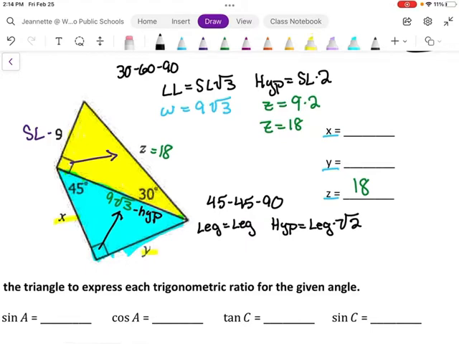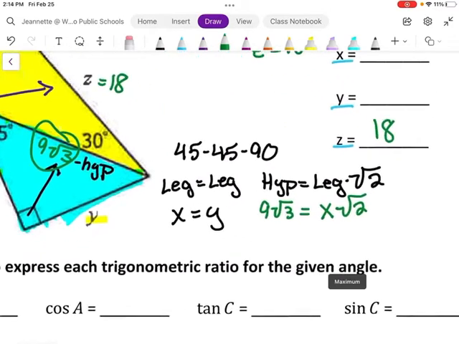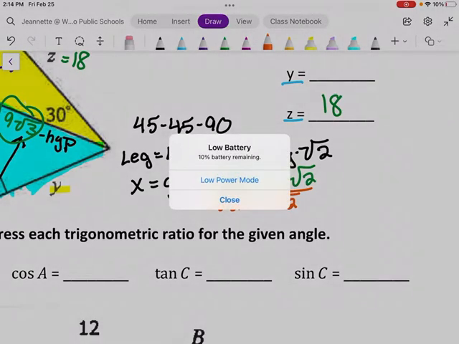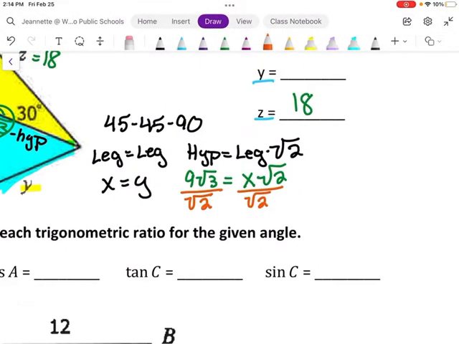So in this one, we know the legs are going to be x and y, and that just tells us that x and y are going to be the same value. And then we're going to use our hypotenuse of 9 square roots of 3 to figure out what those legs are equal to. So in this equation for the hypotenuse, you can use x or y because we know they're the same thing. And now that we have our equation, we can go ahead and get x by itself. To do that, we'll just divide by the square root of 2 on both sides.